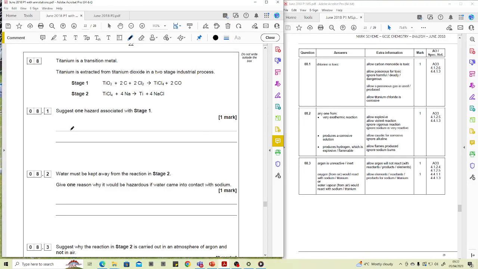Hello, this is AQA Chemistry Paper 1, 2018. I've done questions 1 to 7 on a previous video. Here is question 8.